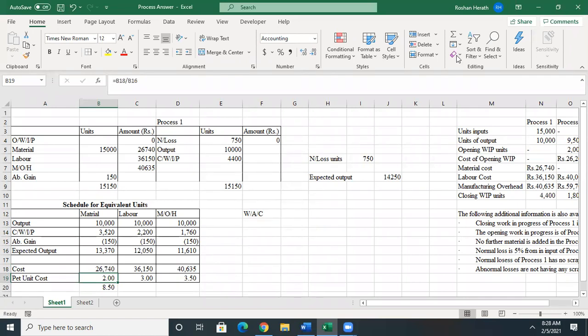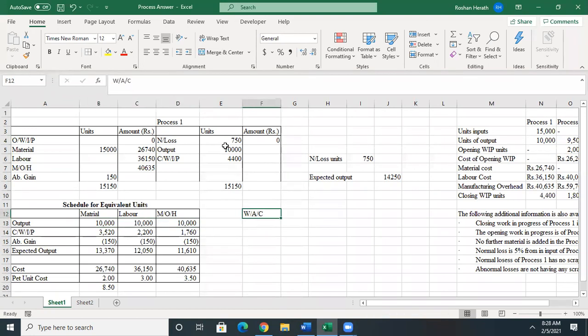Yeah, made a mistake. What is the difference between FIFO and WACC? Yes, in fact, we are going to work out a WACC and FIFO question as well. The only difference there is, Huda, when it comes to this output, we are going to distinguish that.